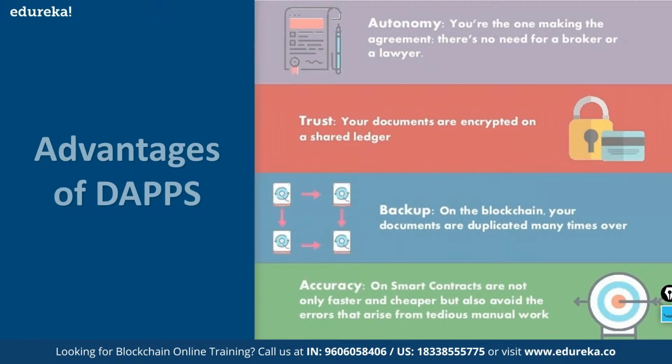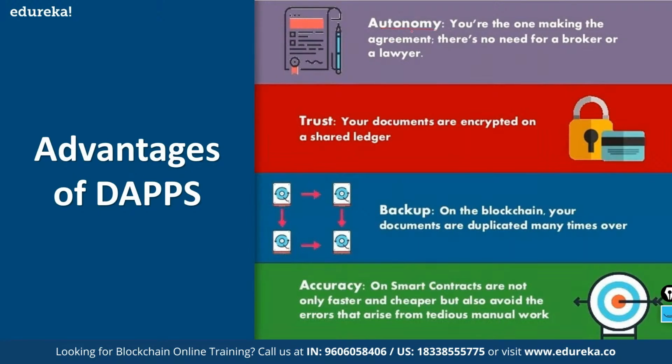The advantage you're going to get here is autonomy. As blockchain does not support any third parties or intermediaries, you will not see any third parties present here. There is no concept of third parties at all over here. Whatever you want to do, you can just do it on your own. You will not have any third parties present in the system.